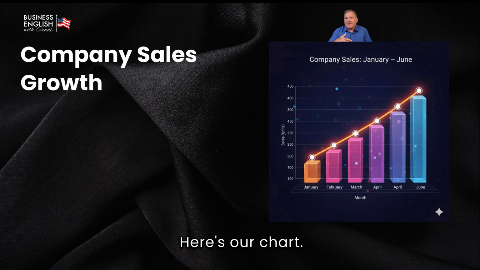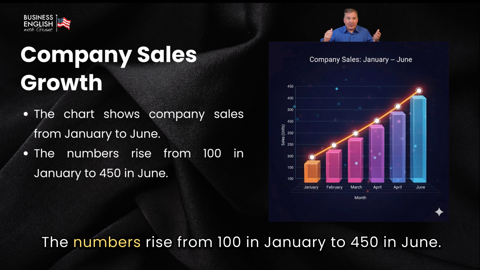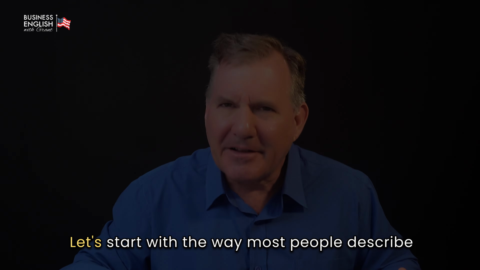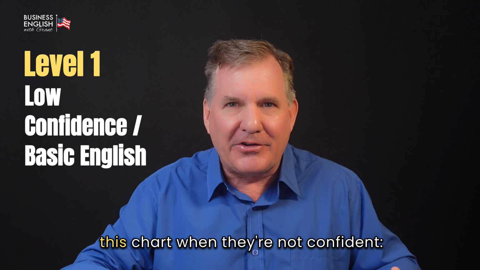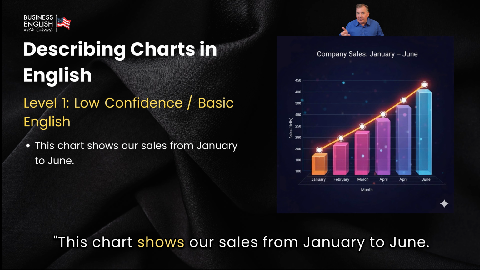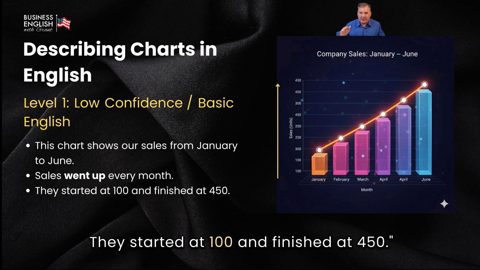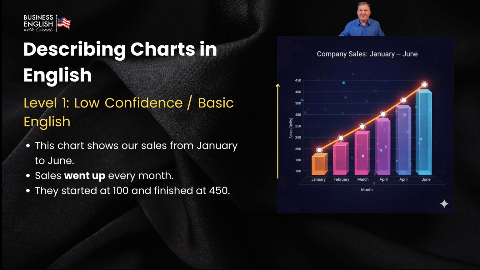Here's our chart. It shows company sales from January to June. The numbers rise from 100 in January to 450 in June. Let's start with the way most people describe this chart when they're not confident. This chart shows our sales from January to June. Sales went up every month. They started at 100 and finished at 450.